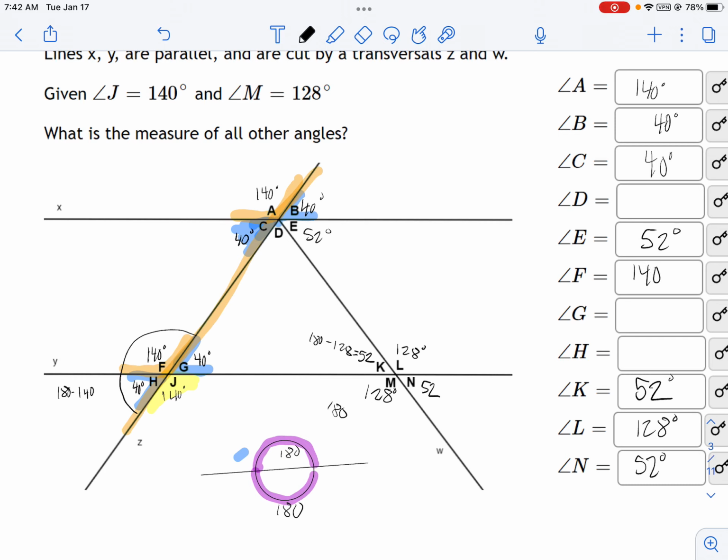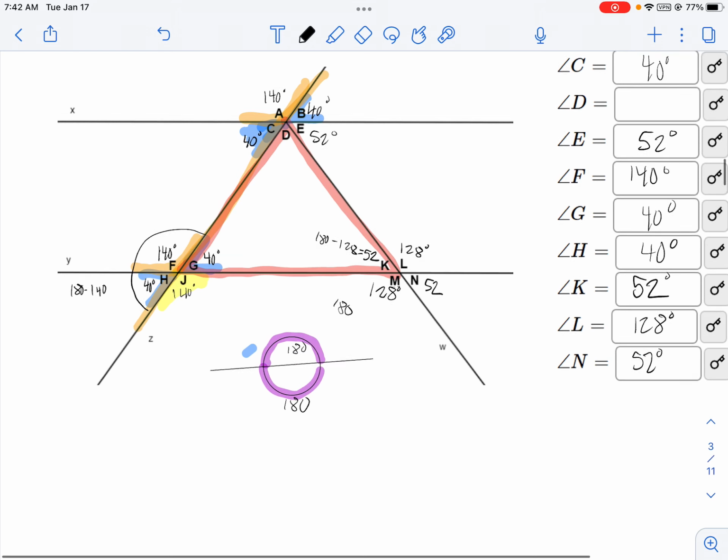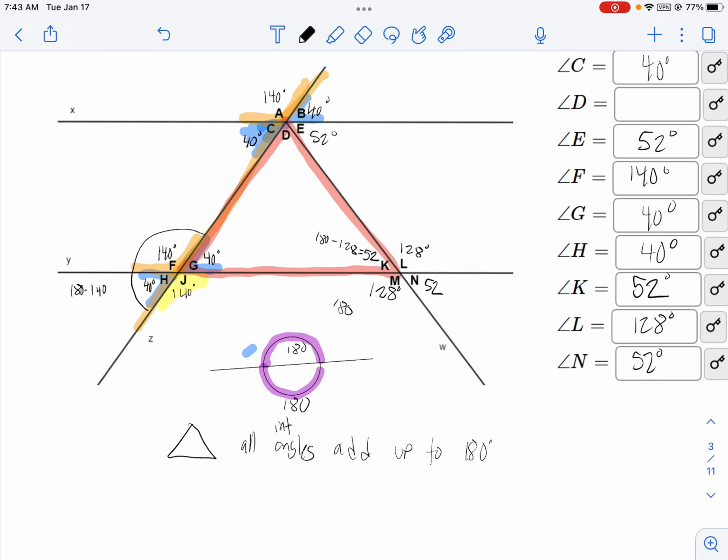Alright, so let me fill in some of those other ones on the side there. Okay, there we go. Now, there's a couple of ways to do it. The easiest way is to really just look at what you have. Notice that you have what kind of shape right here? A triangle. Now, there's a particular property of every triangle, no matter what triangle you have, and that is that all interior angles of a triangle add up to 180 degrees.